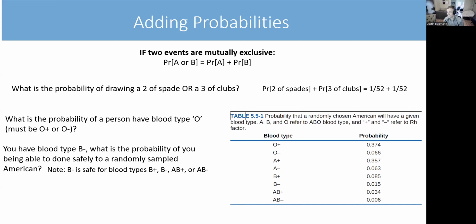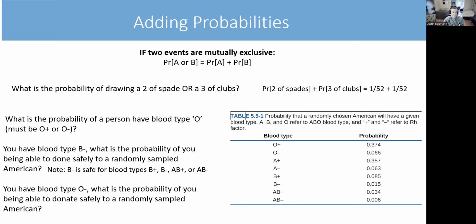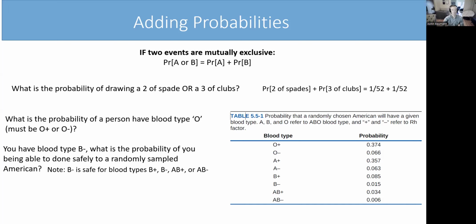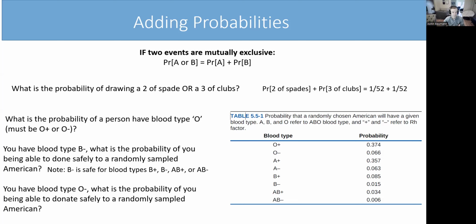Note that B negative is safe for blood types B positive, B negative, AB positive, or AB negative. So it's the probability of all of those added together. So B positive plus B negative plus AB positive plus AB negative is 0.085 plus 0.015 plus 0.034 plus 0.006. That's 0.14, a 14% likelihood that you could donate. So that's two examples. Here's a third.